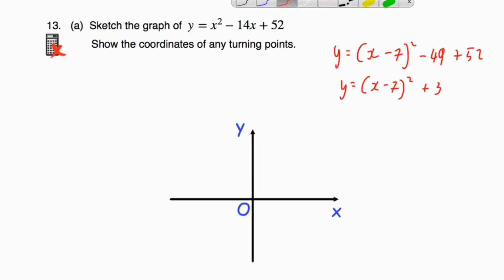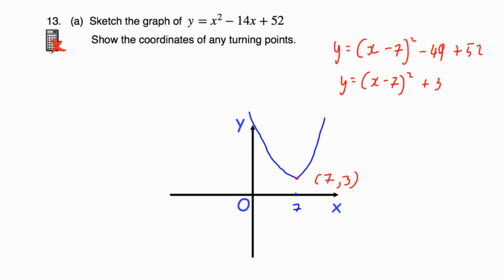Now we want to sketch this, so let's start off by sketching our y equals x squared, and we're going to translate the graph 7 squares to the right, because we've got minus 7 inside the bracket, so let's call that 7 on the x-axis. And then 3 squares up, so it translates the graph 3 squares upwards, so it would look something like that. So that means that the coordinates of the turning point would be here, which would be 7, 3.